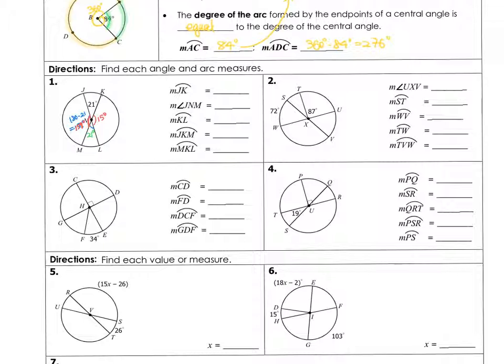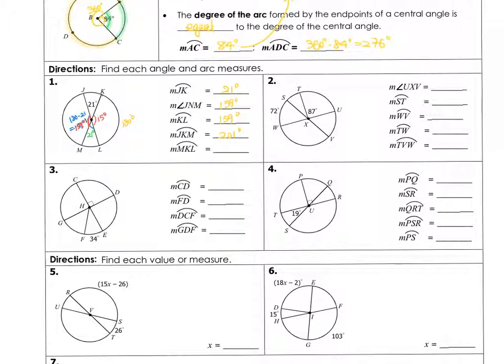Okay, so with that, I can fill in the blanks here. The arc measure of JK is given at 21 degrees. The angle JNM is 159 degrees, and KL correspondingly 159. JKM is 180 between K and M, and then add 21 to it, I have 201 degrees.